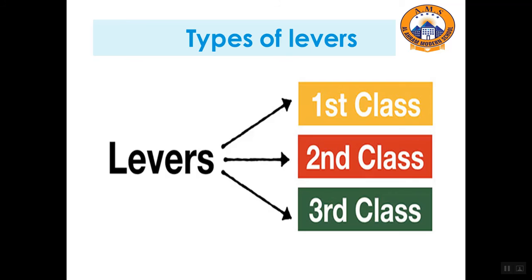Well, according to the position of the fulcrum, the effort, and the resistance, we classify the levers, or we put the levers into three classes or three types: first class lever, second class lever, and third class. How do we classify them?